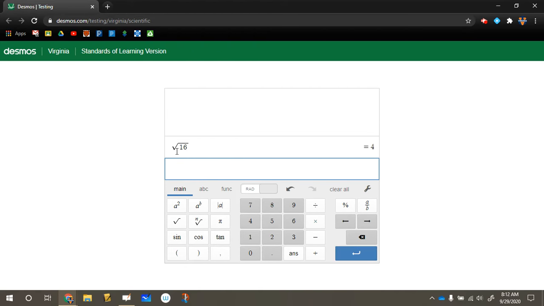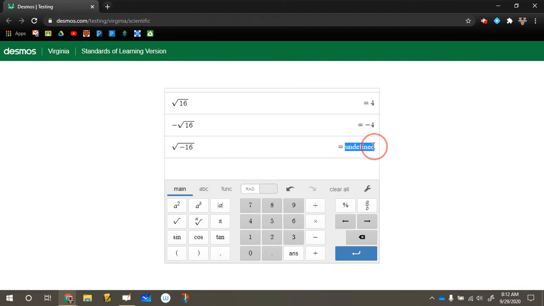But now let me show you what I'm talking about with this negative sign on the inside. Let's say we accidentally put the negative sign on the inside of the square root with the 16. Well, look what happens. If you try to take the square root of a negative number, it's going to give you this thing here that says undefined. And that's basically fancy math talk meaning this isn't a number.